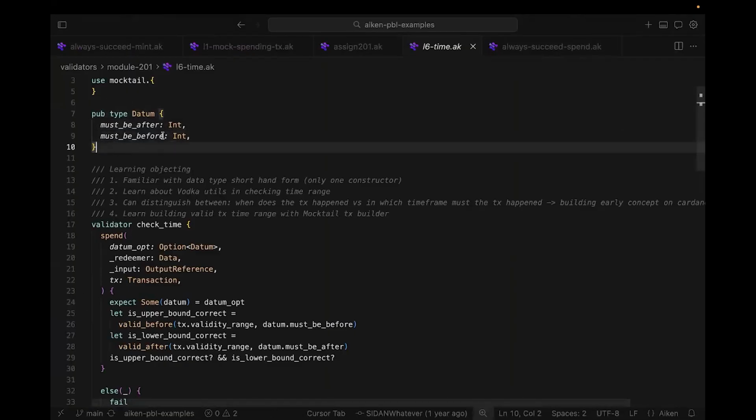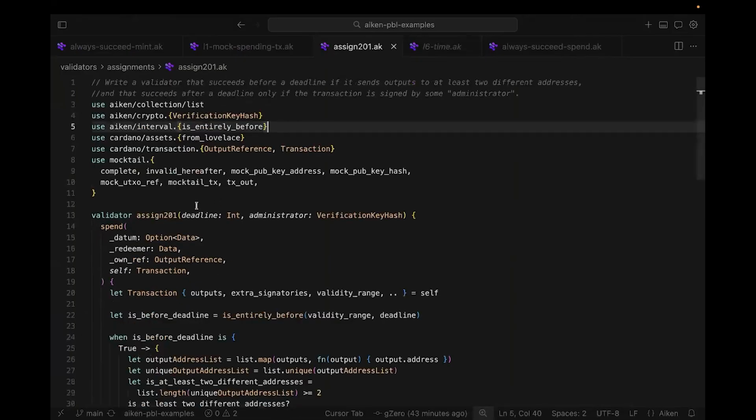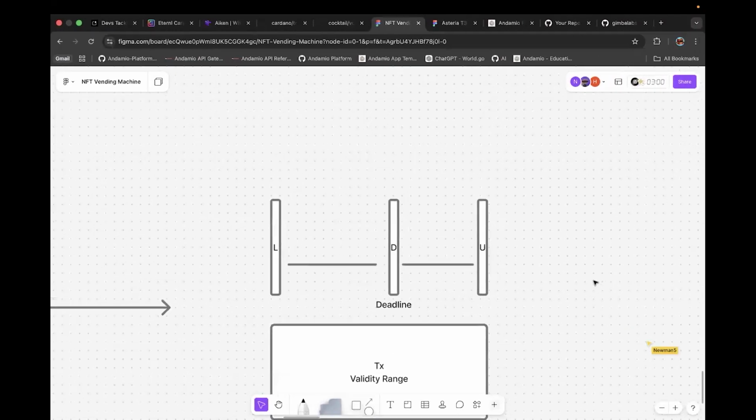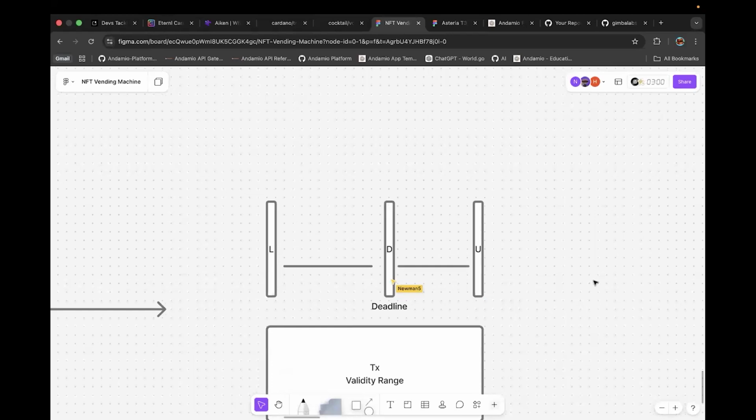We'll supply some deadline through a datum, or we parameterize. Like in our case, we just parameterize the deadline in the validator. This one, yeah, that's the deadline. That comes from parameterizing, right? We have the deadline. It is just a number at this point. Okay, right. Now, the deadline could be here.